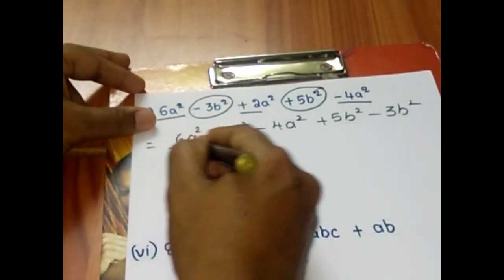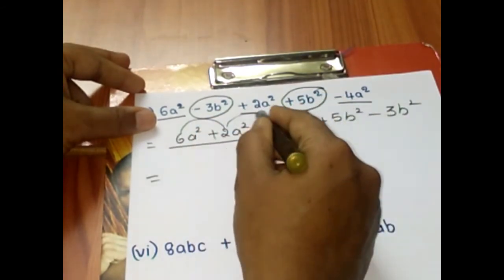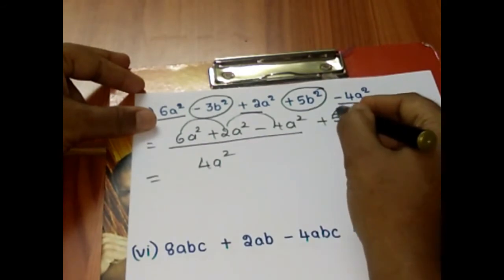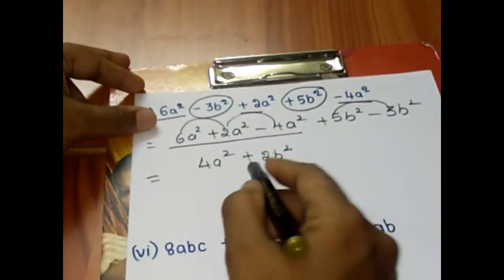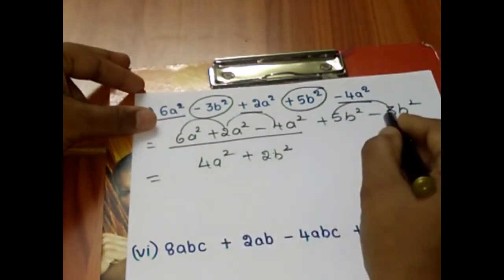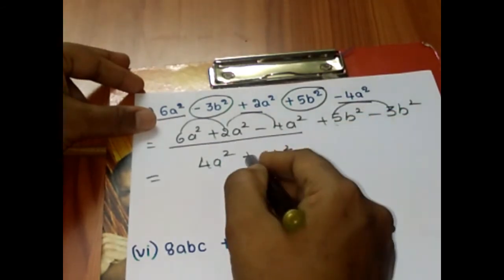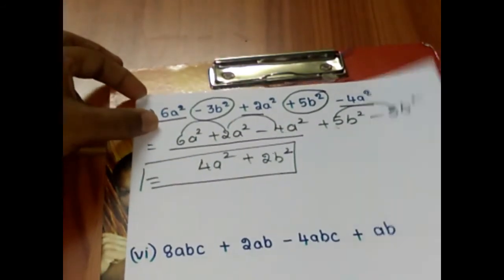Okay, first group. 6 plus 2, 8. 8 minus 4 is 4. 4A square. 5 minus 3 is plus 2B square. See, I wrote directly plus because as soon as I did subtraction 5 minus 3, 5 is greater, so it carries the sign plus. Question number 6.